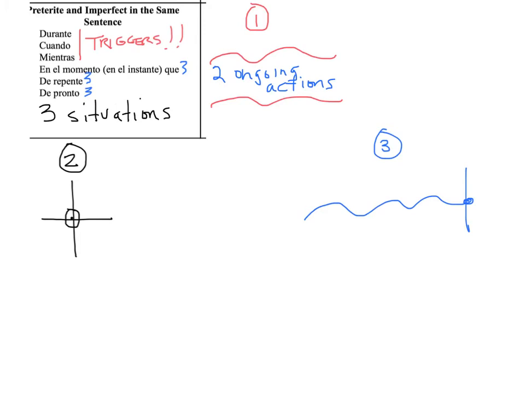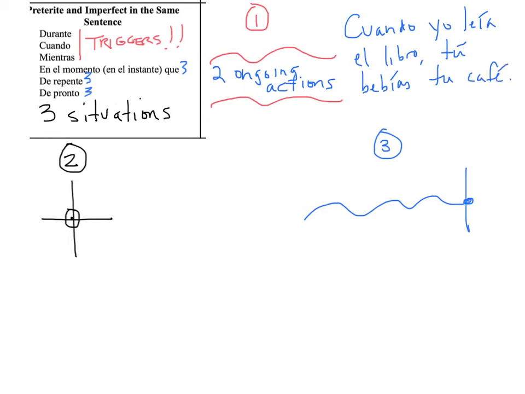So, cuando yo leía el libro, tú bebías tu café. When I was reading the book, you were drinking your coffee. So you have two actions that are just going on in the past. One does not affect the other. They're just going on and doing their thing.